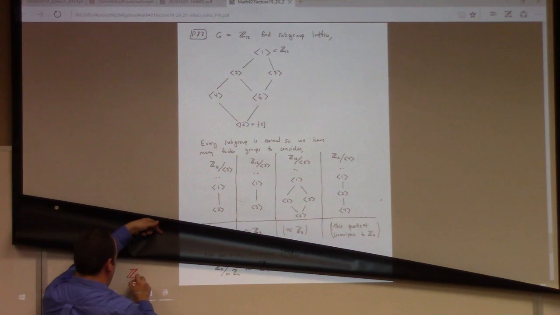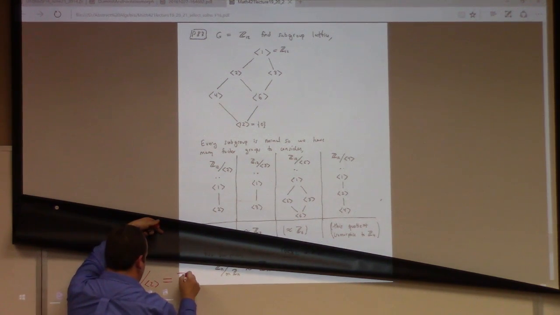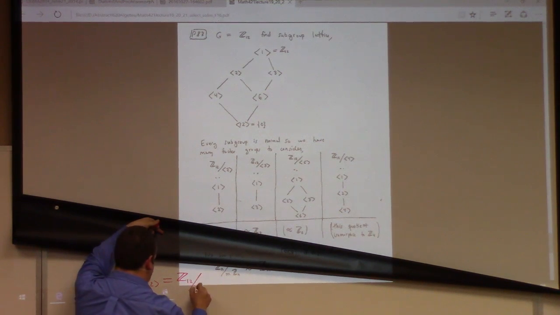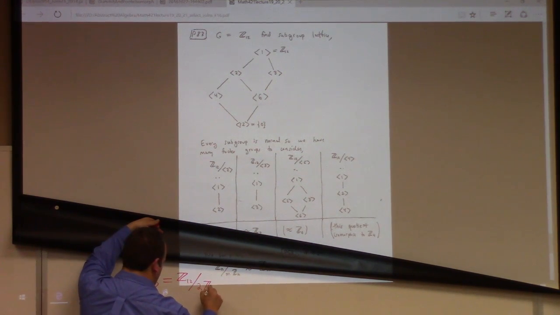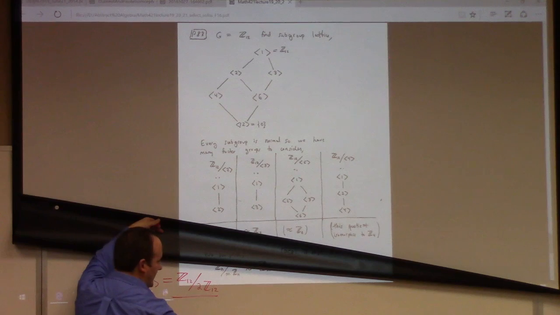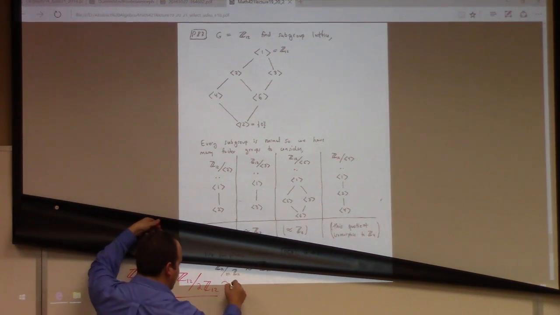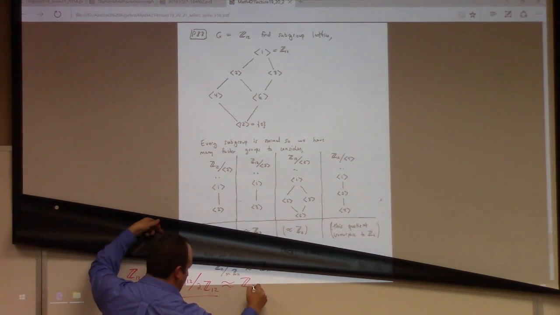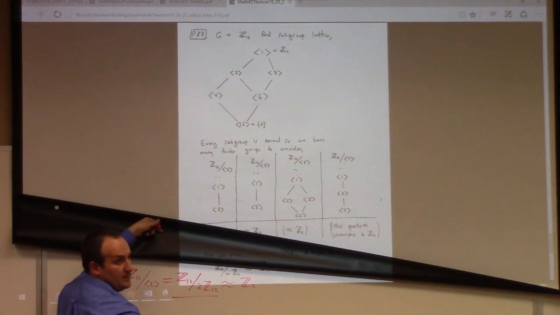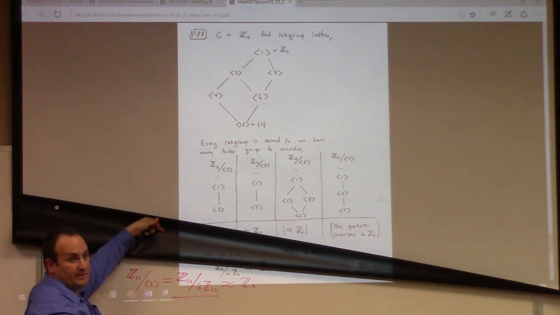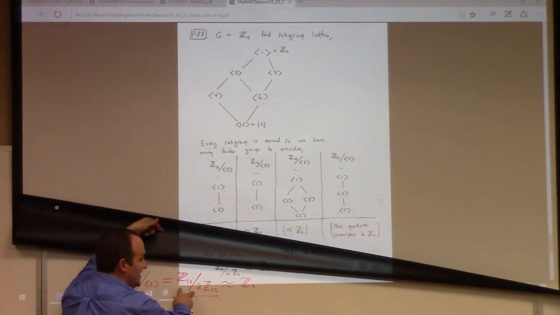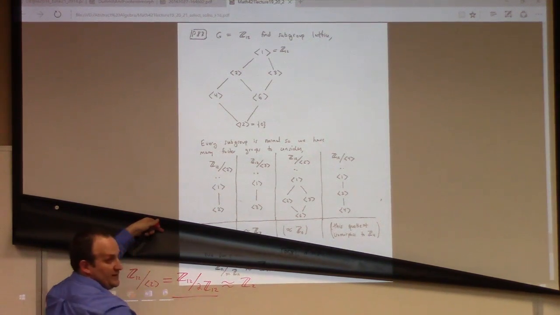So Z12 mod 2, we could also write as Z12 mod 2Z12. This is notation. You had another homework where you proved that that was isomorphic to Z2, yeah? Remember that? So that's at play here. Technically speaking, this is not equal to Z2, but it's isomorphic. This is a factor group.